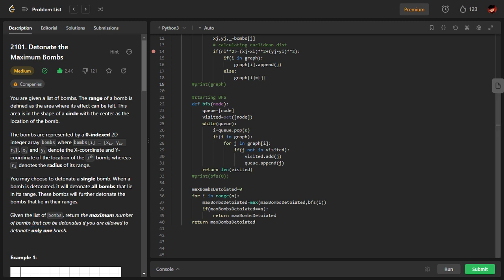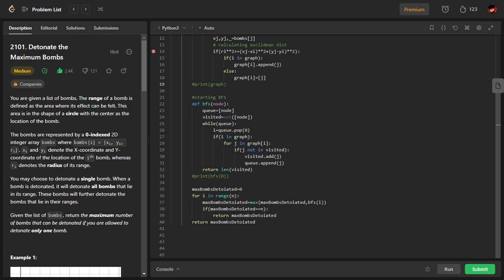For that, the idea here is I will start a BFS from each node separately. For example, there are 5 nodes, so I will start a separate BFS for each node. From that BFS, we are going to understand how many bombs will be blasted if I start with that particular node.